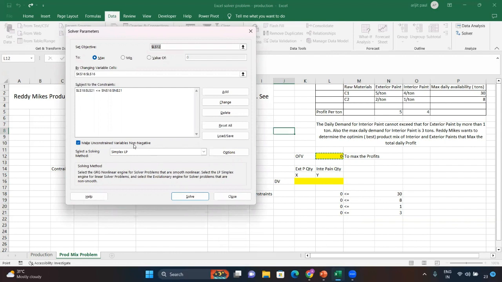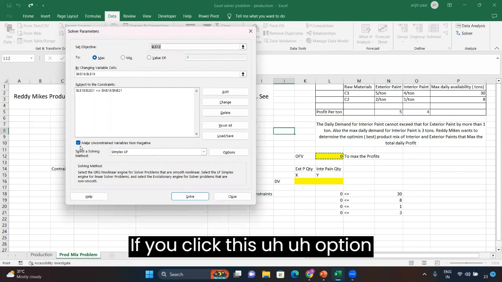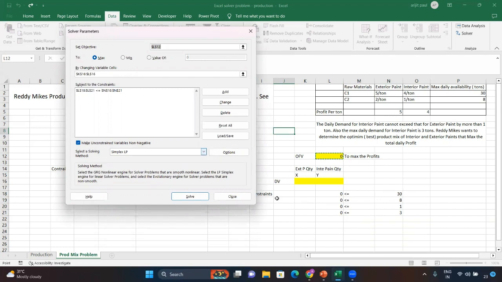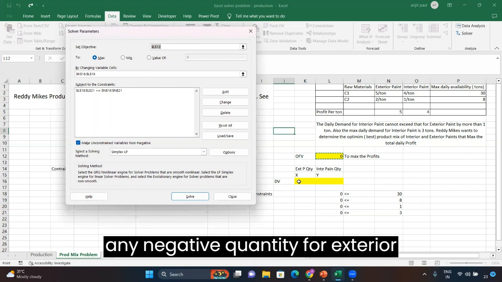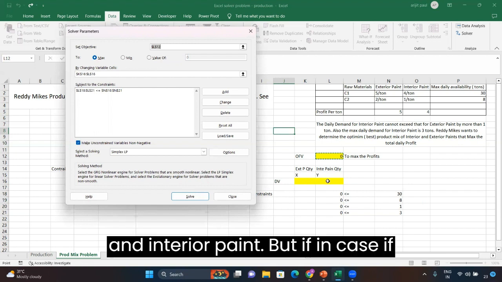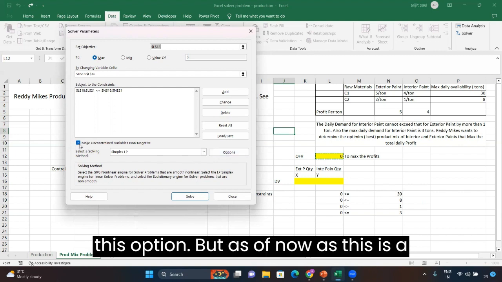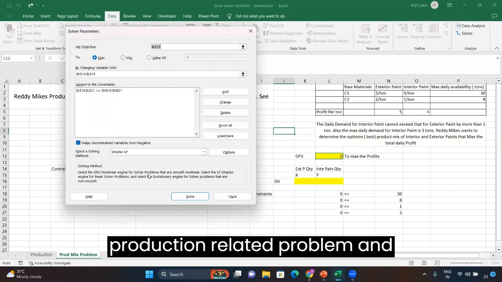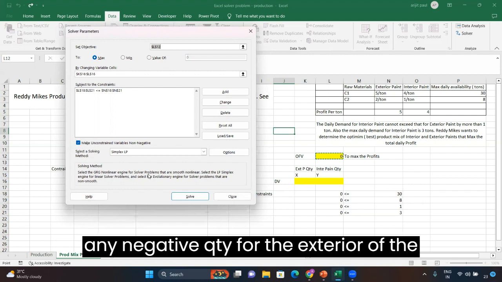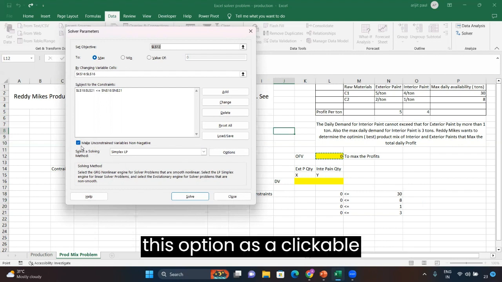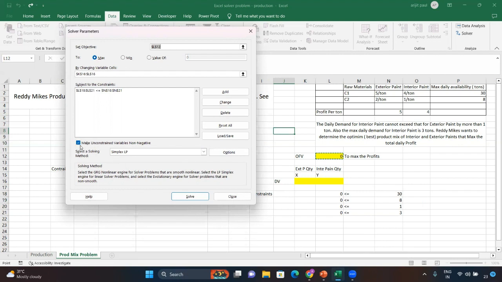If you click this option, then definitely you are not going to get any negative quantity for exterior and interior paint. But if you require negative quantities, then you can untick this option. But as this is a production-related problem, and we are not going to produce any negative quantity for exterior or interior paint, we are going to keep this option ticked.